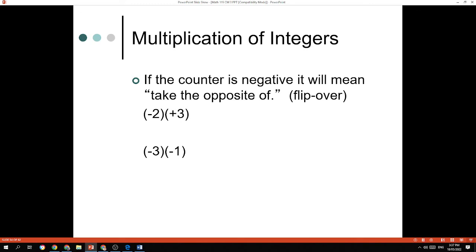If I'm going to have a negative answer, what I do is start with 2 groups of positive 3 first. So I'll have positive 3, 2 groups of it. Then get the opposite. It becomes red. The same concept with this: I'll start with 3 groups of -1. This is 3 groups of -1. Then it's negative, so get the opposite.